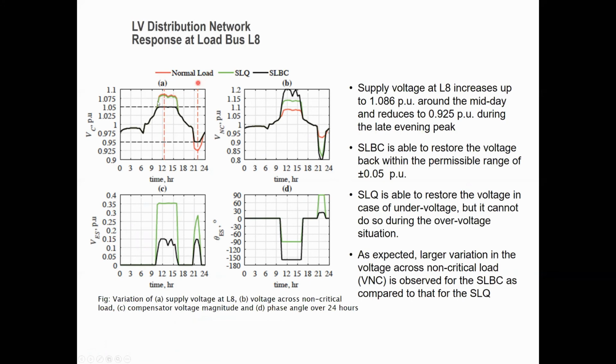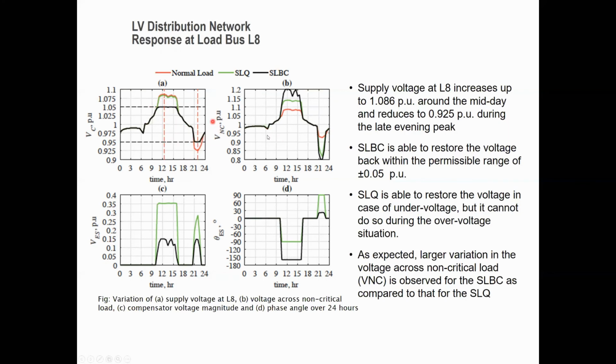With the normal load without any compensation, you can see the red color. It will go beyond plus 5% during noontime because of the injection of the PV power. And in the evening, we could have a large voltage dip exceeding minus 5% because of the charging of the electric vehicle. Now, if we use the back-to-back electric spring, which is the black color, we manage to limit the voltage within plus 5% and minus 5%.